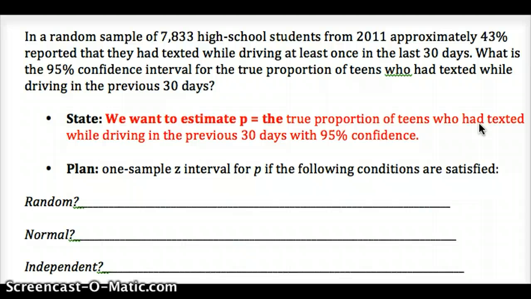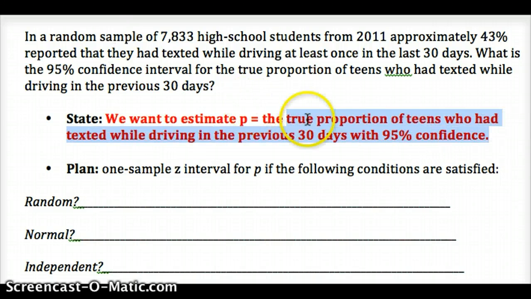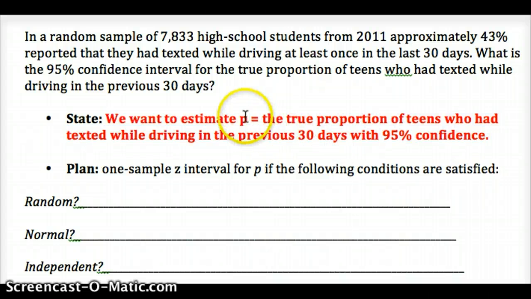But before we do that, we have to state what our problem is. So we want to say what we want to estimate, p, we know it's a proportion, equals the true or actual proportion of teens who had texted while driving in the previous 30 days with 95% confidence. So we're saying whether it's a proportion or a mean we're looking for, what the variable is, and the percent confidence. We're doing a one-sample interval for p if the following conditions are satisfied. That means we only have one sample. This one, we're doing a z-interval based on a z-score for our parameter.